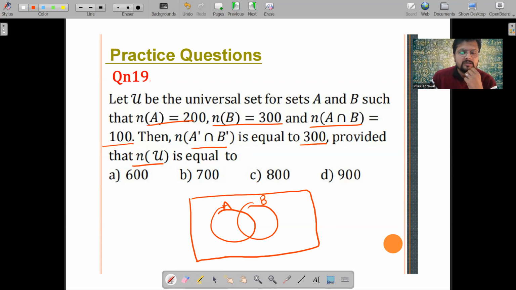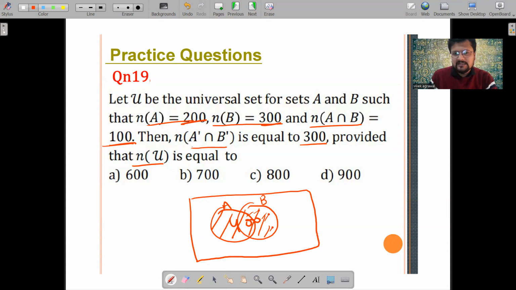700. Yes, that's the correct answer. So the number of elements in A is 200, B is 300, and A intersection B is 100. So the number of elements in A union B will be what? 200 plus 300 minus 100, right? So total elements in this particular section will be 400. 300 plus 200, 500 minus 100, that is 400.